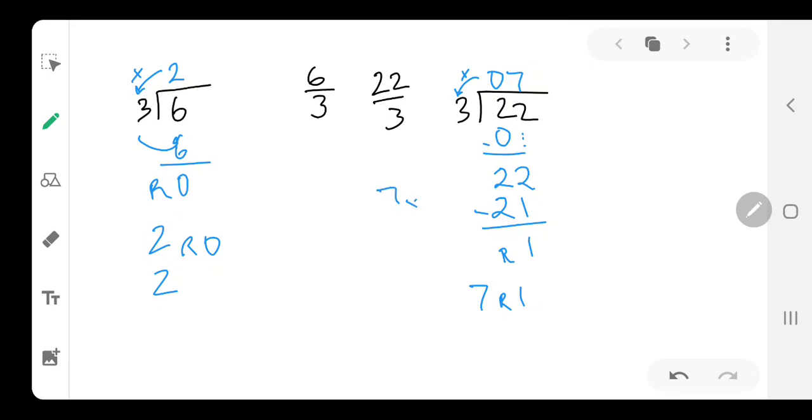And you could always verify this because 7 times 3 gives you 21, plus your remainder will give you 22, which is your dividend. Okay, that's what you were dividing originally.